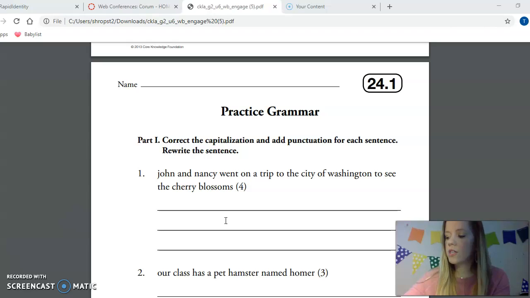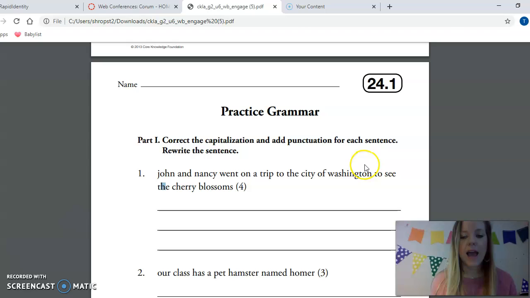We're going to do this worksheet, so if you need to pause and get out your fish book and open up to 24.1, we'll go through it together, and then you can go back and complete it on your own. It says part 1, correct the capitalization and add punctuation for each sentence. So rewrite the sentence. Let's look at number 1.